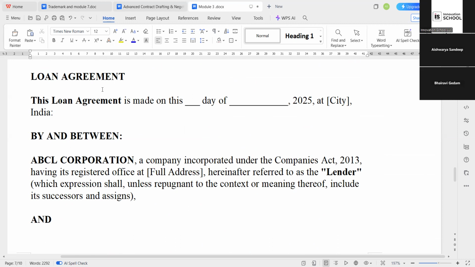Okay, then comes your loan agreement. Now this is a simple draft of a loan agreement wherein an employee is taking a loan from their employer.